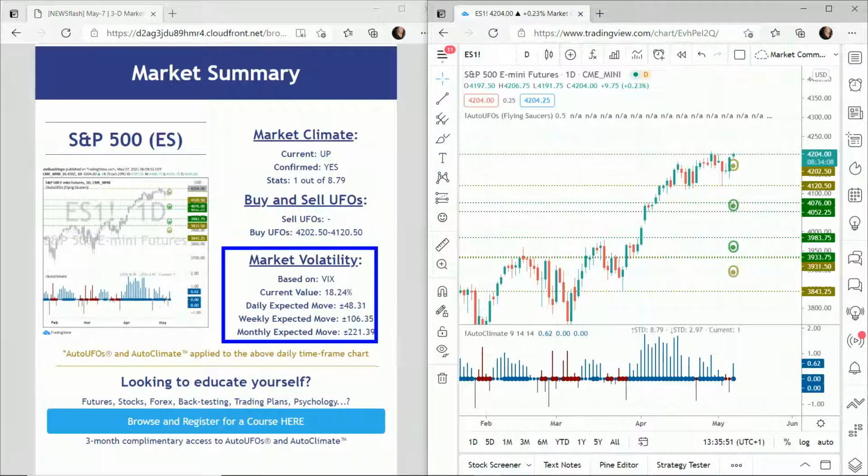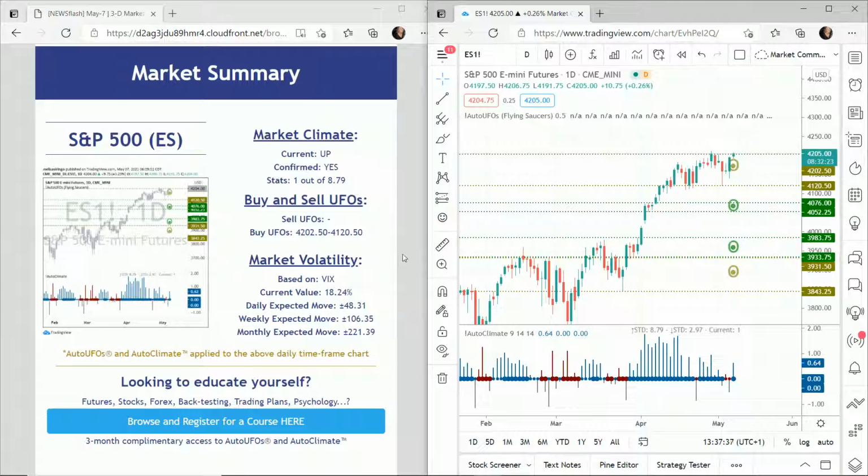Now in terms of volatility, this gives us an idea of what we would expect in terms of movement up or down within these given periods of time. So in a day, we'd expect movement up or down of 48.31 points. In a week, it would be up or down of 106.35 points. And in a month, it would be up or down of 221.39 points. Now again, that's up or down. We use our climate and UFOs to help us figure out in which direction. At this moment, we would say there's overall probability there to the upside.